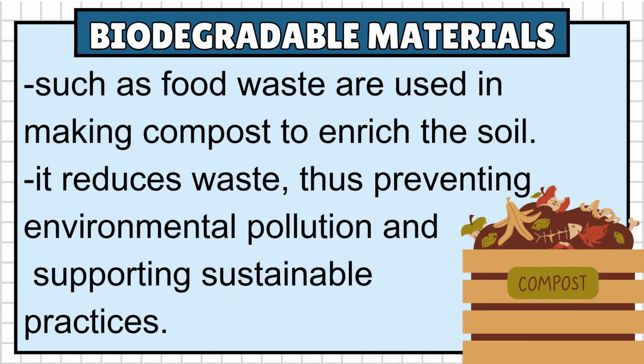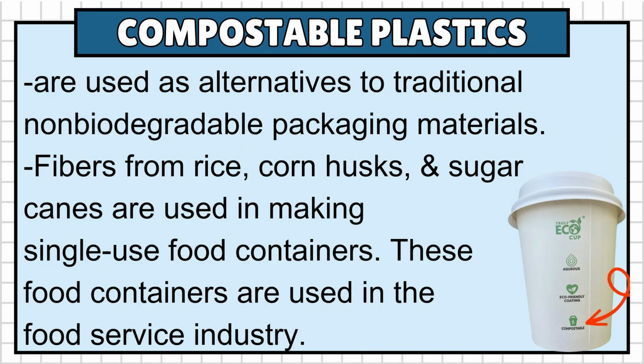Biodegradable materials such as food waste are used in making compost to enrich the soil. The use of biodegradable materials reduces waste, thus preventing environmental pollution and supporting sustainable practices. Compostable plastics are used as alternatives to traditional non-biodegradable packaging materials. Fibers from rice, corn husks, and sugar canes are used in making single-use food containers. These food containers are used in the food service industry.